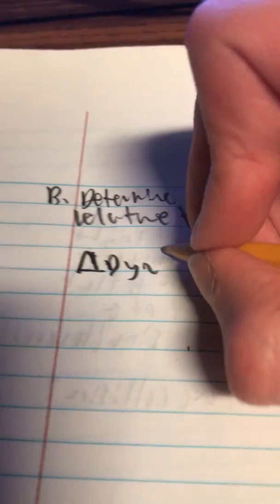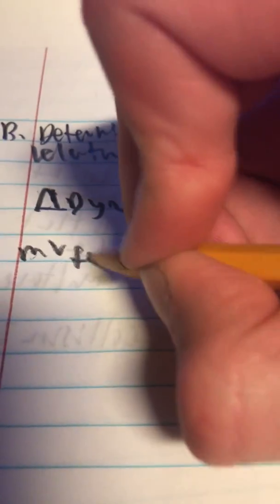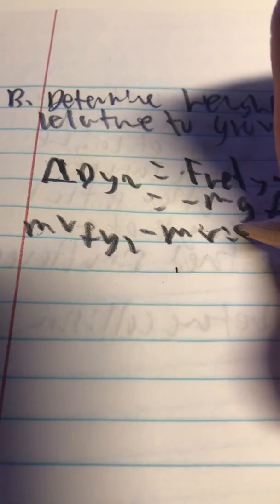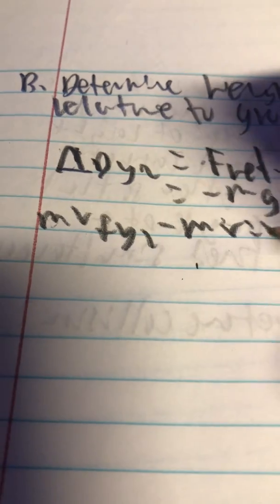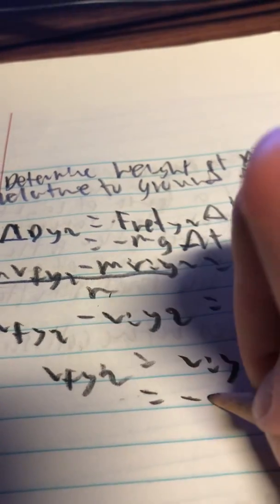So starting with the momentum principle, delta p_y2 is equal to F net y2 delta t, which is equal to negative mg delta t, and the mass times the velocity is momentum, so we can do m v_fy2 minus m v_iy2. Divide both sides by m, and we get v_fy2 minus v_iy2 is equal to negative g delta t. So v_fy2 is equal to v_iy2 minus g delta t. So we know that that is equal to negative v0 sine of theta minus g delta t. So that's the final velocity of the second cannonball.